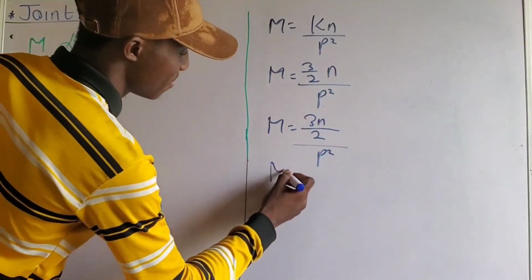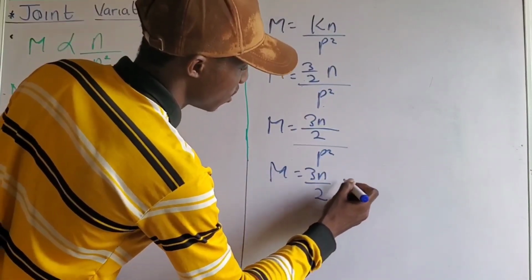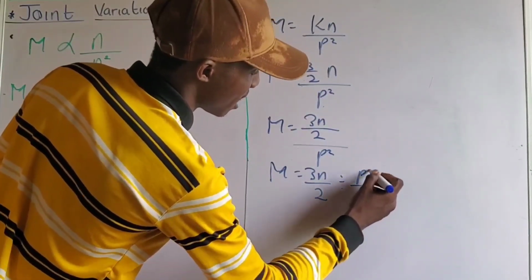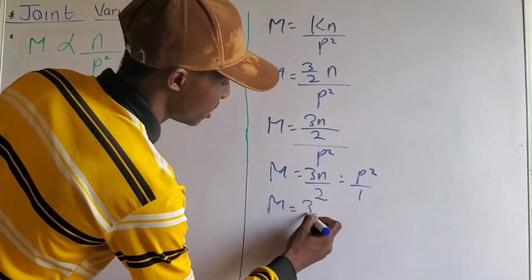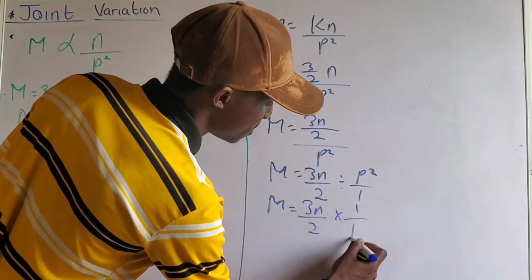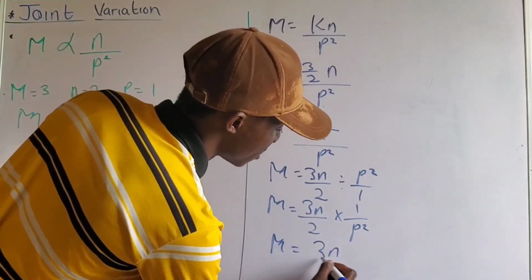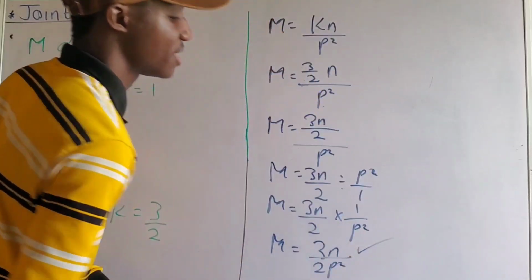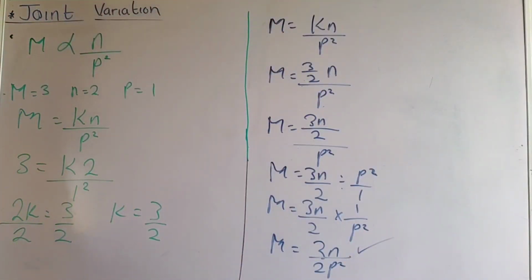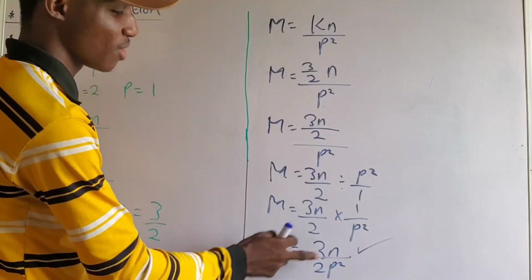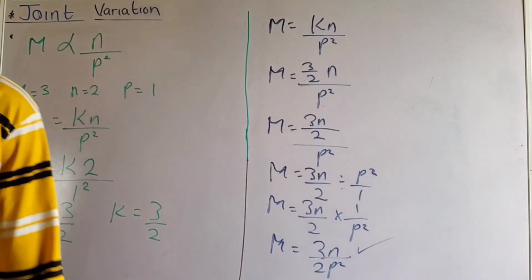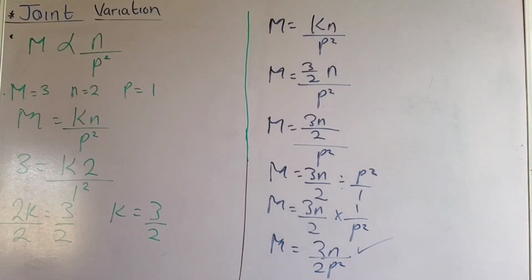Okay. So m equals to 3n all over 2 divided by p squared all over 1, right? Okay. M equals to 3n all over 2 multiplied by 1 over p squared. Is that not it? Yes. M equals to 3n all over 2p squared, which is the final answer to that question. Okay, so the meaning of expressing m in terms of n and p simply means make m the subject of the formula. So m in terms of p is m equals to 3n all over 2p squared. Do you understand? Okay, so let's look at one more question.